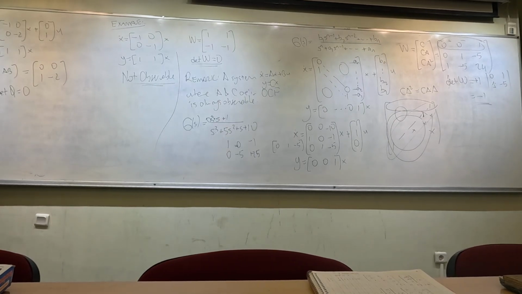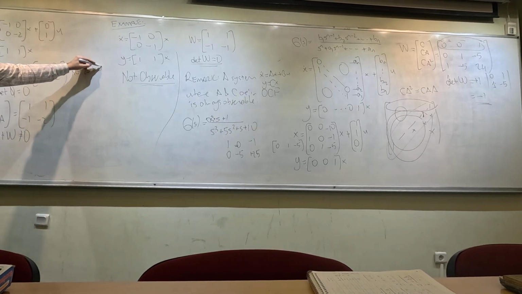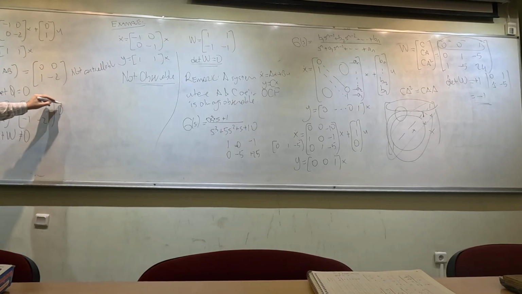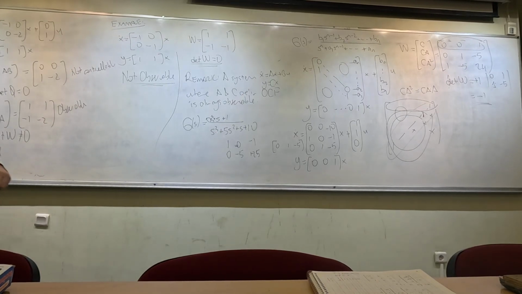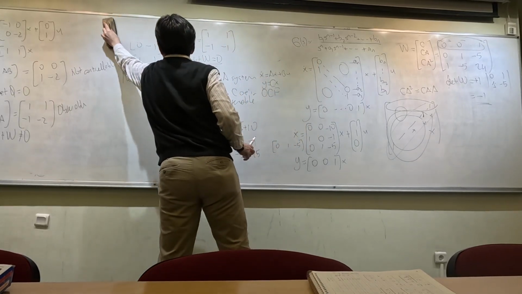And now I will check observability. W is C and CA. Okay? Here C is [1, 1] and A is [minus 1, 0; 0, minus 2]. Determinant of W is non-zero. Okay? In this case, the system is not controllable, but observable. Okay? So I have some properties given like this. Now I will calculate the transfer function of such a system.